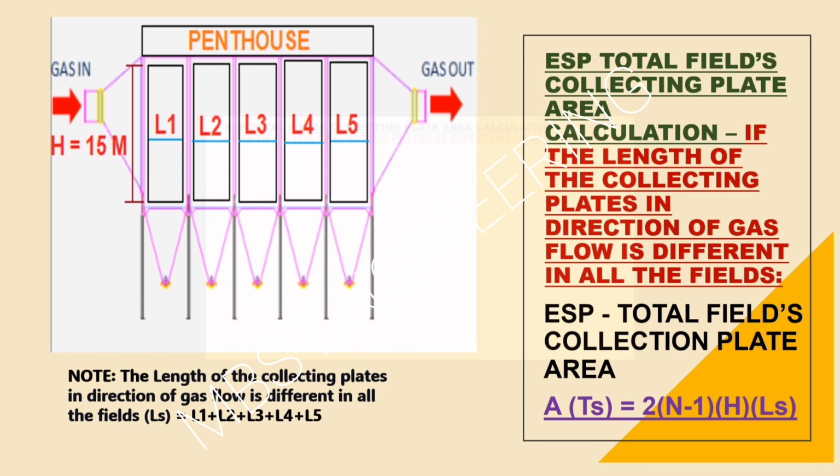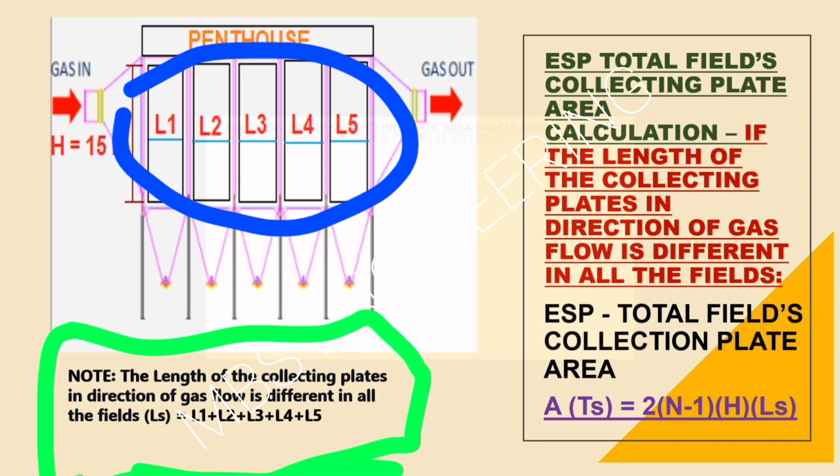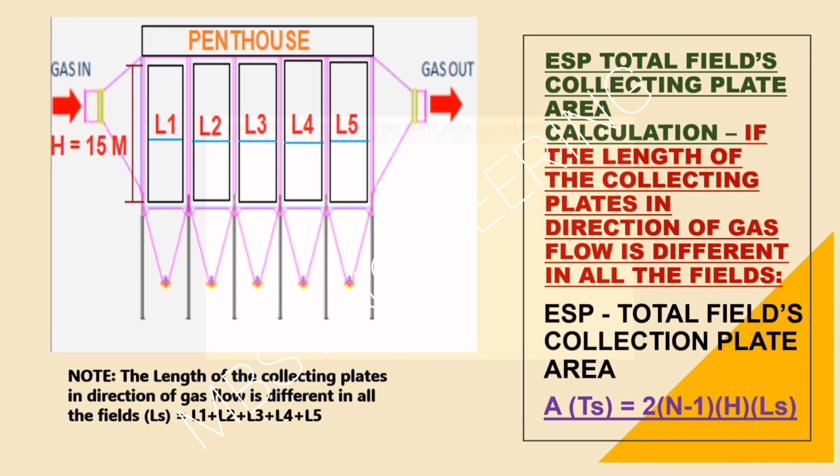N is the number of collection plate rows across the fields. H is the height of the collecting plates in meters. LS is the length of the collecting plates in the direction of gas flow in meters. Note: please refer to the snaps. The length of the collecting plates in the direction of gas flow is different in all the fields. It means LS is the sum of the lengths of fields 1, 2, 3, 4, 5, that is, the sum of L1, L2, L3, L4, and L5.